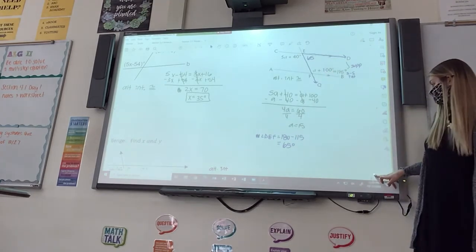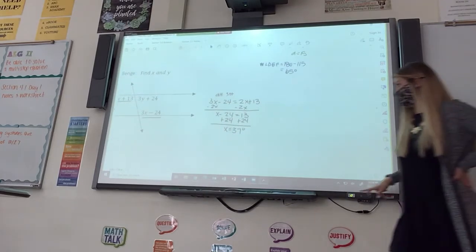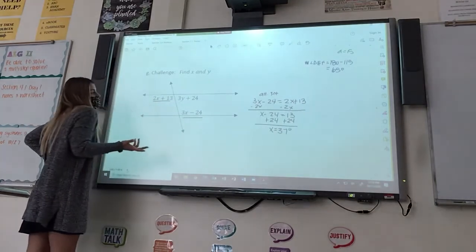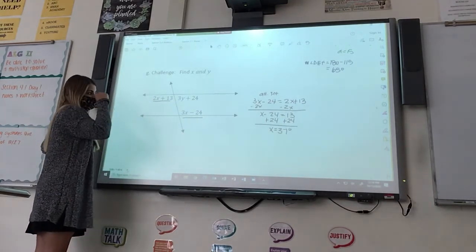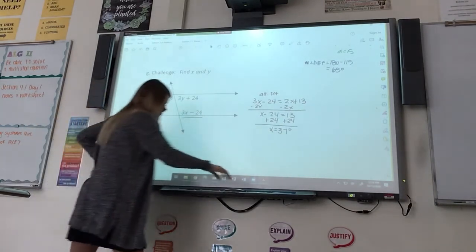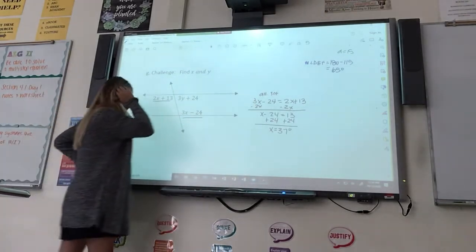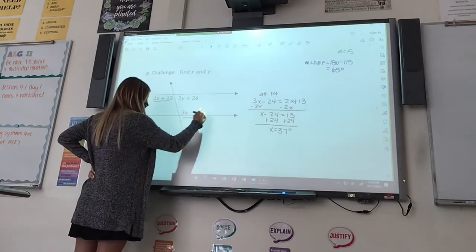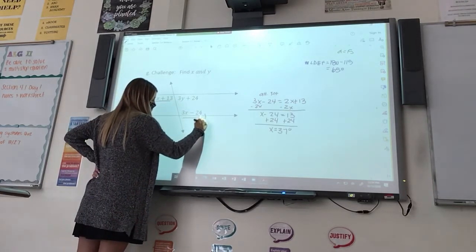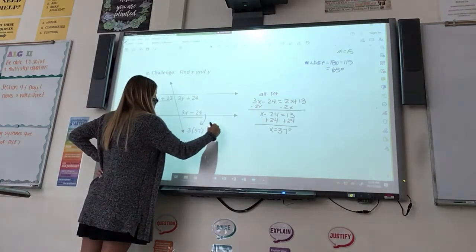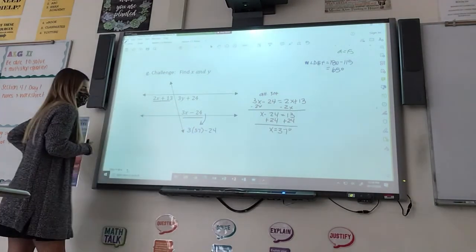So what do you think I could do with x? Plug it in. You could plug it into any one. They're going to be the same thing. Which one do you guys want to plug it into? The 2x plus 13 or the 3x minus 24? 3x minus 24. Okay. So we're going to plug it into here. So instead of 3x, it's going to be 3 times 37 minus 24.